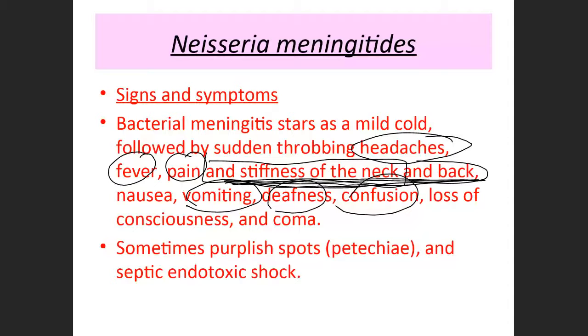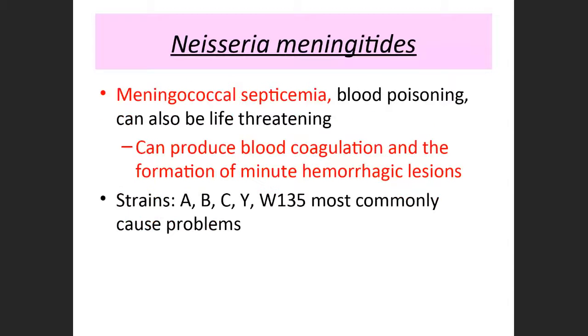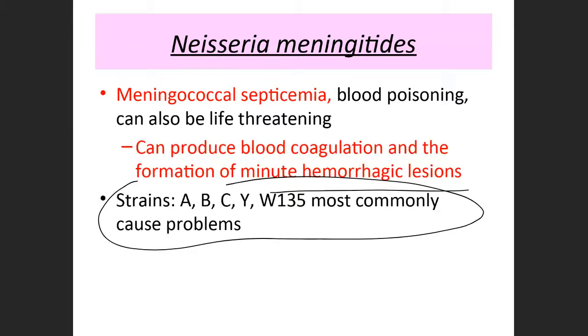All these tell you that you don't have a common cold. This is something very, very serious. Sometimes petechiae due to the systemic shock. Remember, this is a gram-negative, so it will have a lipid A. It could cause septicemia, blood poisoning. Again, minute hemorrhages. There are several strains.